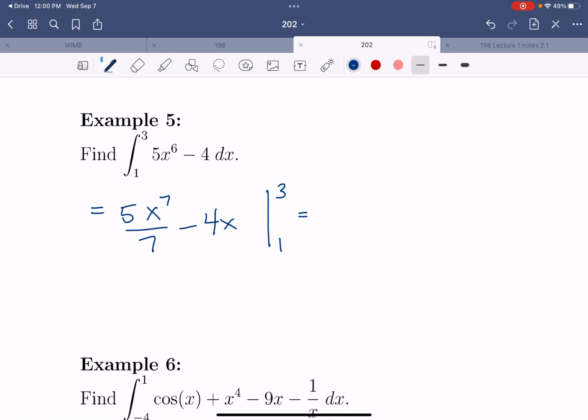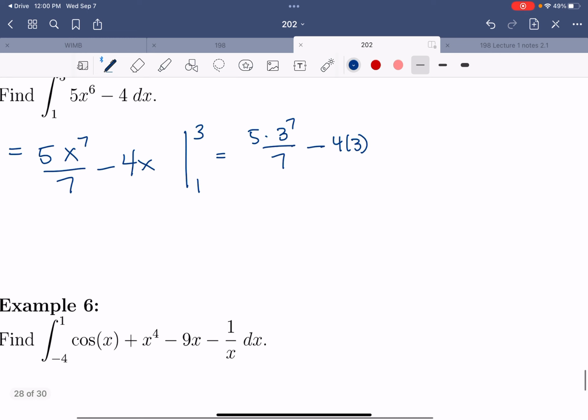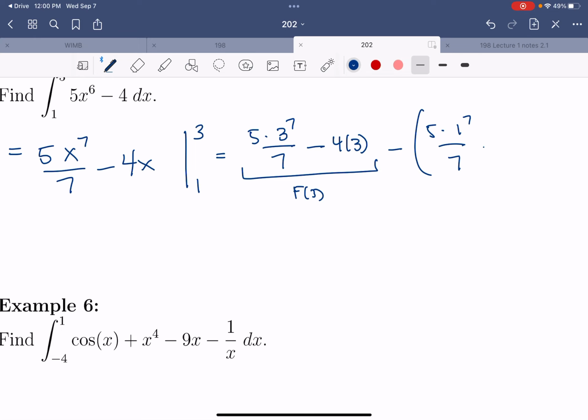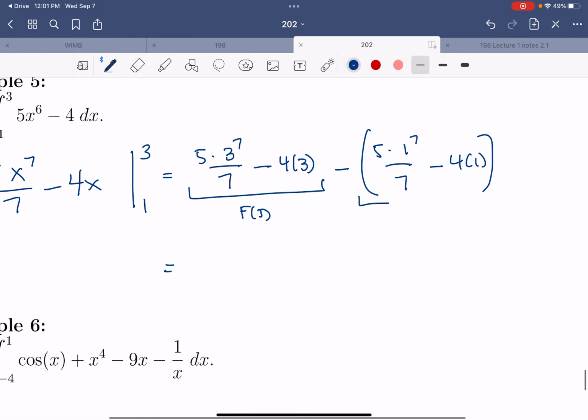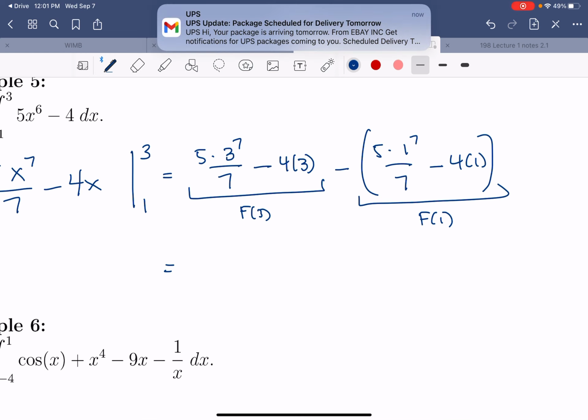So that means we're plugging in 3. So 5 times 3 to the 7th over 7 minus 4 times 3. All of that is your f of 3. And then you're going to subtract off what happens when you plug in 1. So 5 times 1 to the 7th over 7, use your parentheses, minus 4 times 1. This is your f of 1. And so when you evaluate that, let's see what we get.